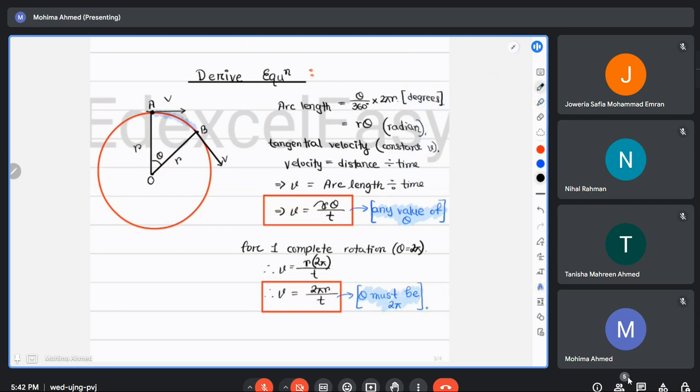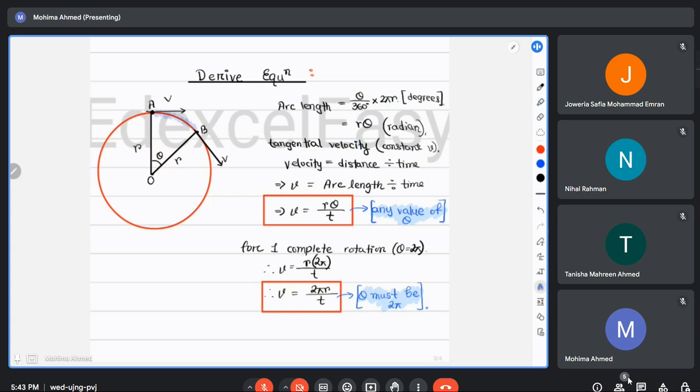Again, if you're using these two equations, theta must be in radians, right? Because I obviously did not use the degrees equation to derive this equation. Over here, I'm only using theta in radians. In both cases, theta is measured in radians. If theta was measured in degrees, in that case, the formula would be theta by 360 times 2 pi r divided by time.